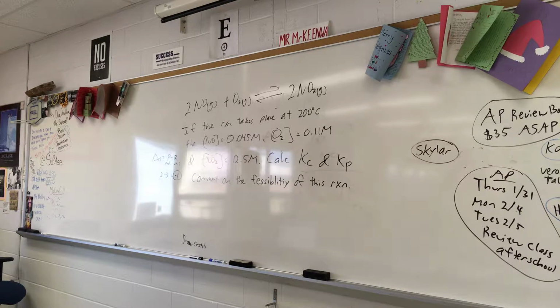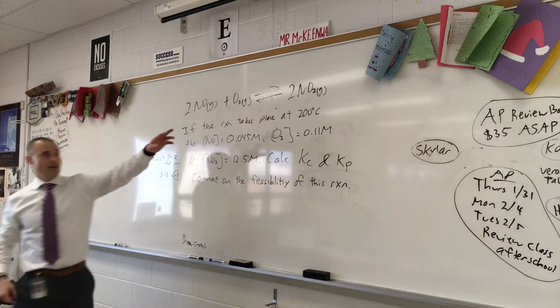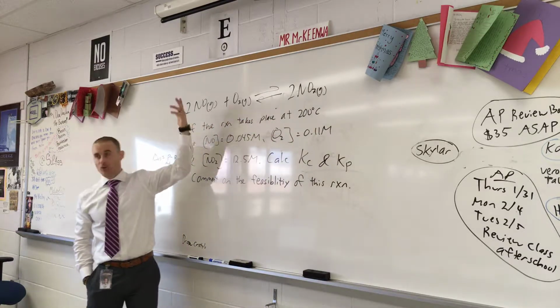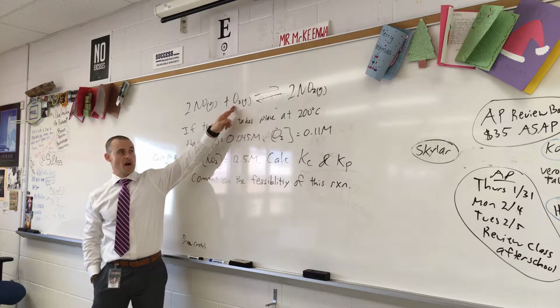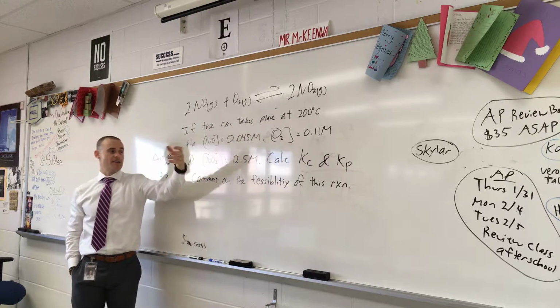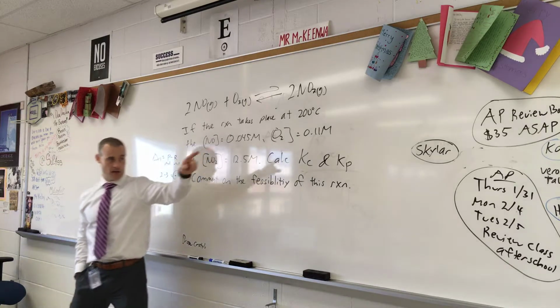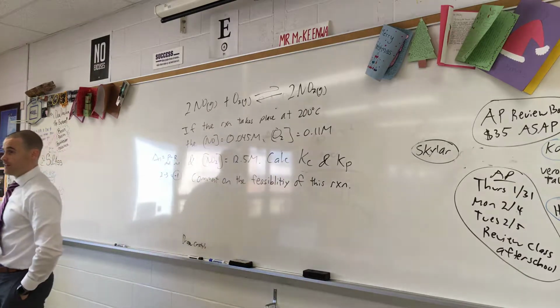Who doesn't know how to start? Fair enough. Okay, so you would start with Kc equals the products raised to the second, and then the reactants. So this one raised to the second divided by this one squared, and then this one raised to the first power. Plug in the numbers, solve for Kc. Then use that other equation with the delta N here to solve for Kp. Does that help?